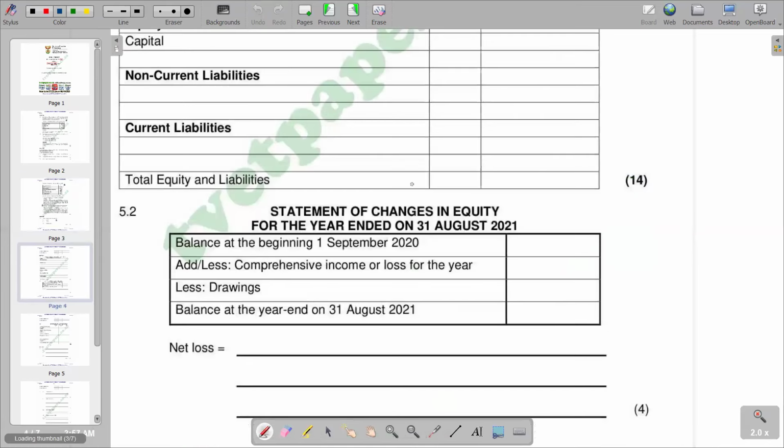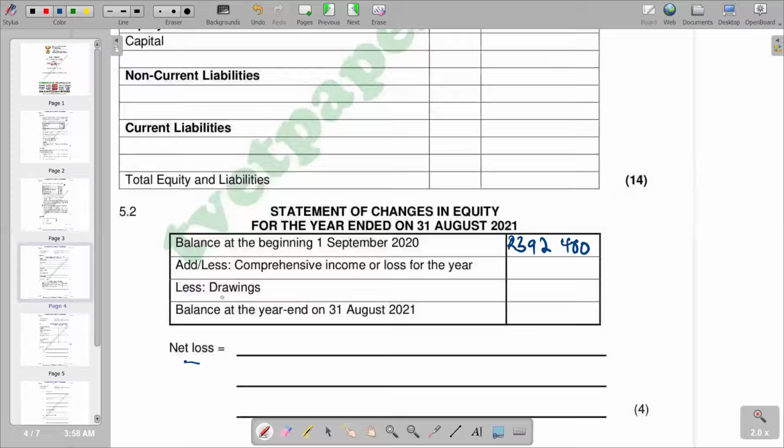We can just refer back, whereby we are saying 392,400 rands. So this is what we have. Then we add or less comprehensive income or loss for the year. But this is the one that we need to calculate here, which means it is not given in the question, and then we can leave it blank.